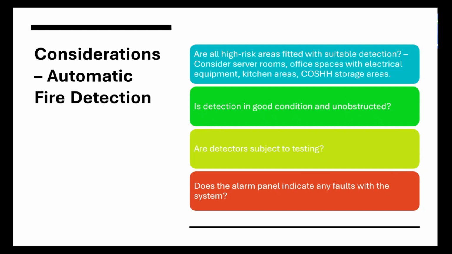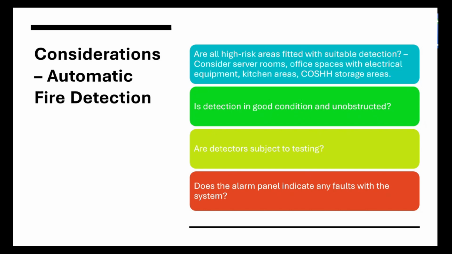So when you're thinking about automatic fire detection, so heat and smoke detectors, are all high risk areas fitted with it? Consider your server rooms. Have they got suitable smoke detectors? Your kitchen area, does it have a heat detector? You don't want smoke because it'll be going off every 2 minutes. COSHH storage areas, office spaces with electrical equipment, all of these things.